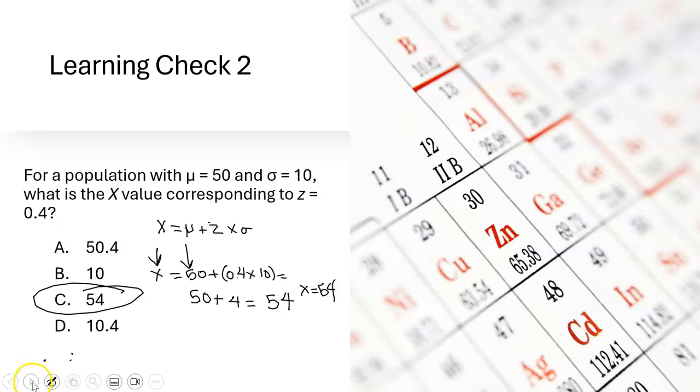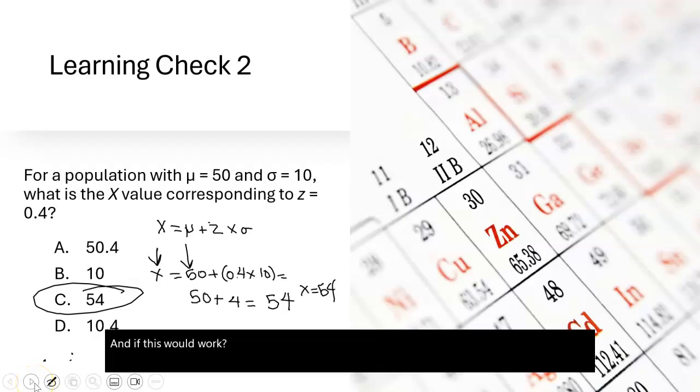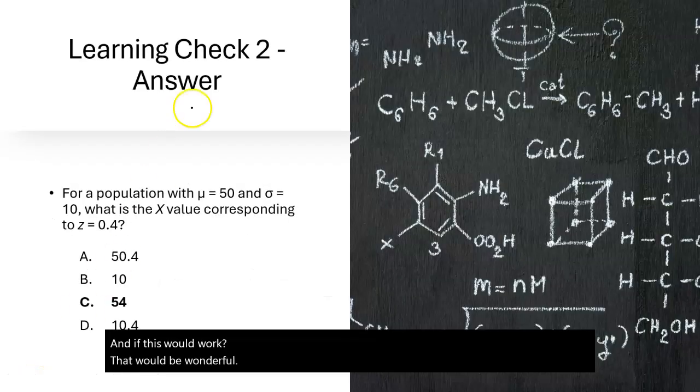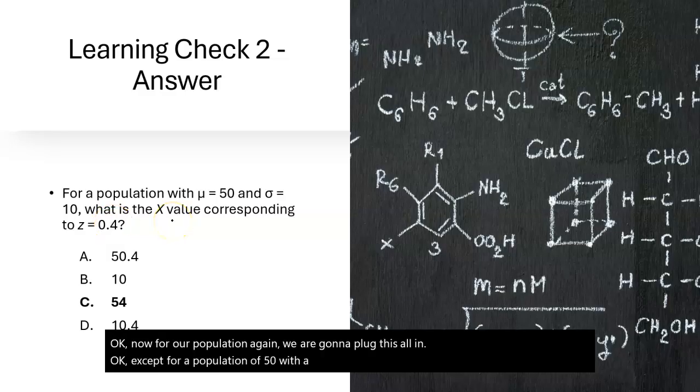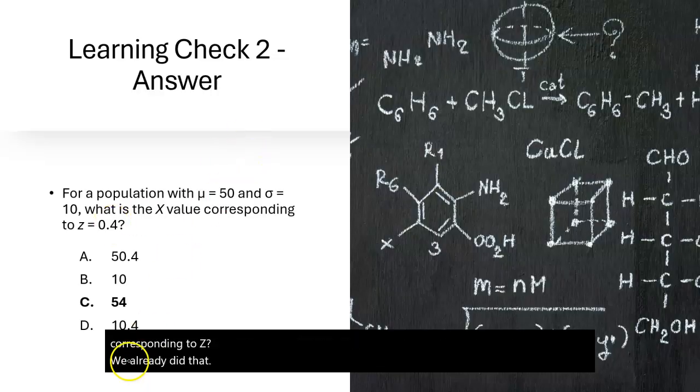And if this would work, that would be wonderful. Okay, now for our population, again, we are going to plug this all in. Okay, so for a population of 50 with a standard deviation of 10, what is the x value corresponding to z? Oh, we already did that. See, this is where the brain doesn't want to work today.